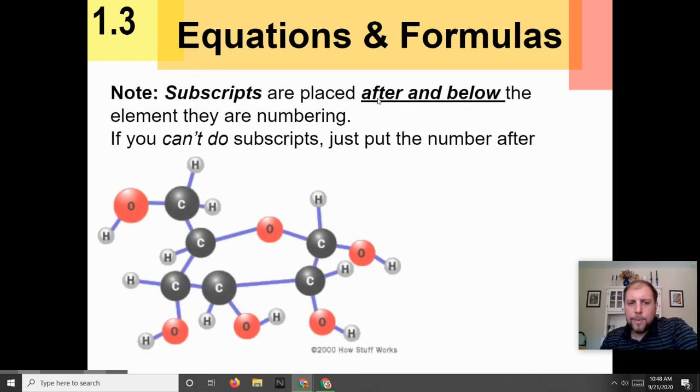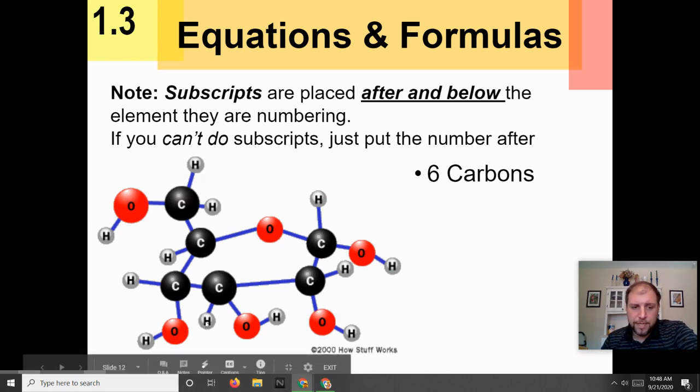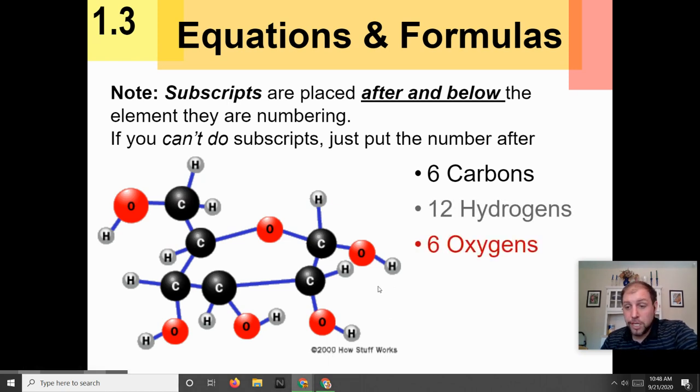Okay, so chemical formulas, again, it's real simple. So here's glucose. Here's a glucose molecule. So what's the formula for this going to be? Well, count up the carbons. 1, 2, 3, 4, 5, 6. There's 6 carbons. Count up the hydrogens. 1, 2, 3, 4, 5, 6, 7, 8, 9, 10, 11, 12 hydrogens. And how many oxygens? 6 oxygens.